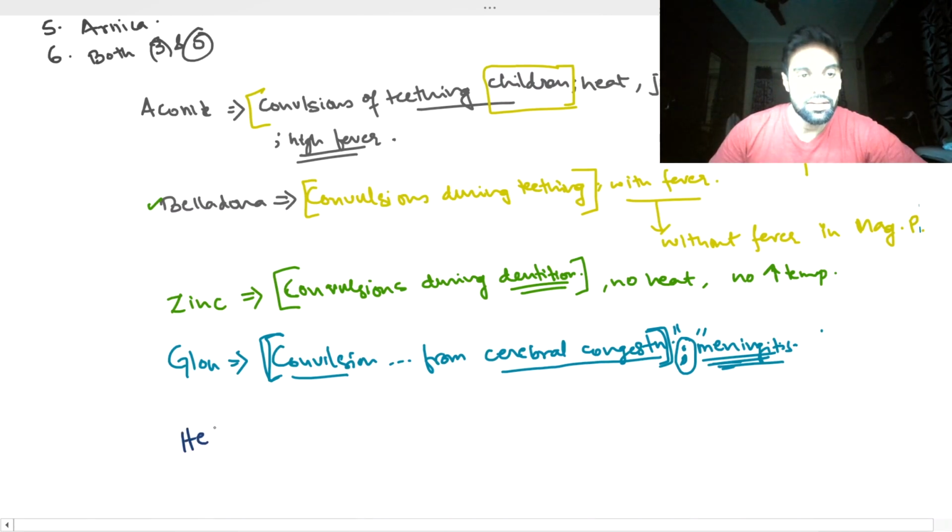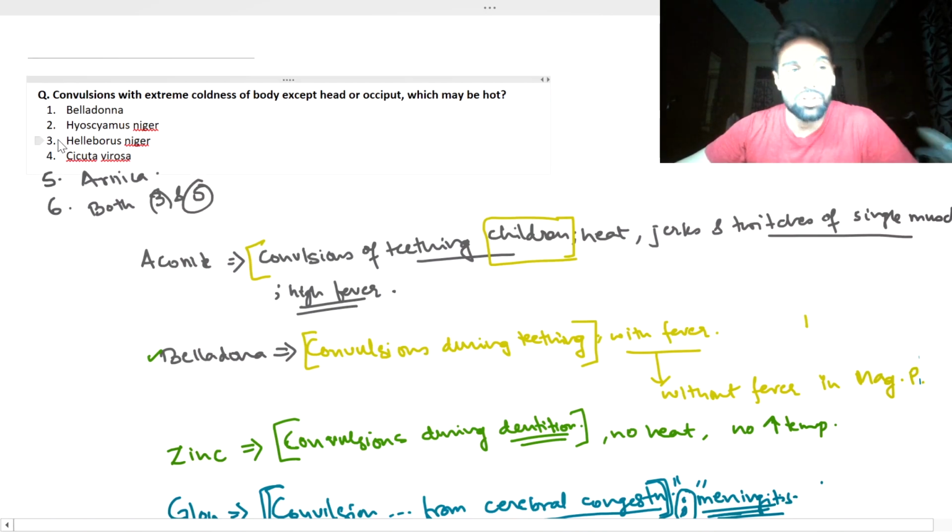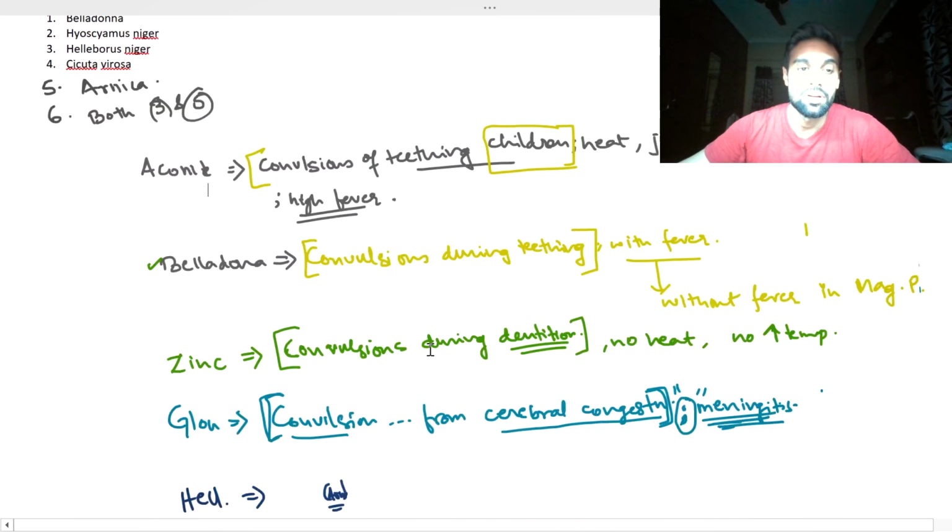Now convulsion in Helleborus. What is the line? Convulsions with extreme coldness of body except head or occiput, which may be hot, and in the bracket it is given arnica, which is our MCQ. So the correct answer is both 3 and 4, means both Helleborus and arnica if it is in the MCQ. But if arnica is not mentioned, then the correct answer for this MCQ is Helleborus. So this is the convulsion in Helleborus.